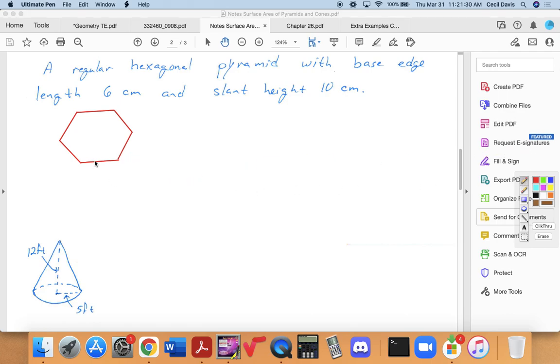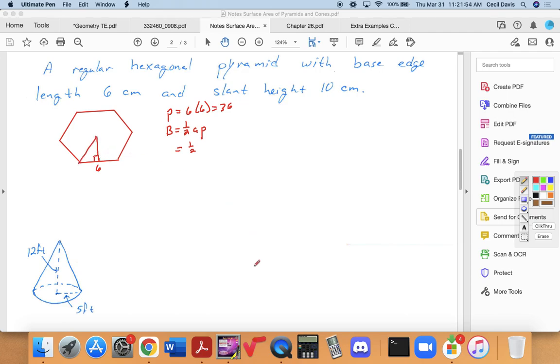The base edges are all 6, so the perimeter of the base is 36. The area of the base, for a regular polygon of any kind, we can do 1/2 the apothem times the perimeter. And we have to take a little bit of time out to find the apothem.